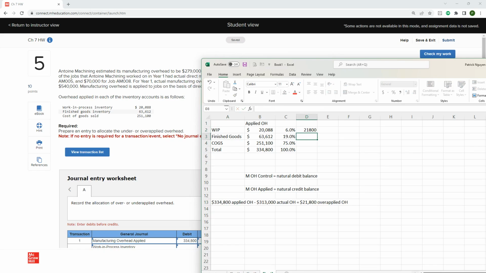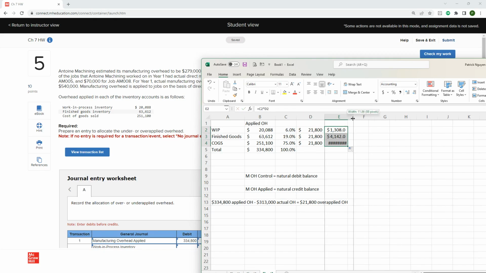And so I'll do 6% times the $21,800. And so that means that work in process is going to have to be reduced by 1,308, finished goods by 4,142, and cost of goods sold by 16,350. And we can total these three numbers here to make sure that we got the right answer, which is 21,800. That was our total that we needed to reduce those three amounts by. So these are the figures that we're going to plug into our journal entry.